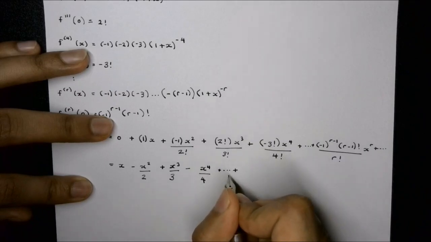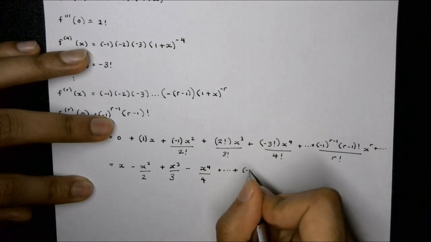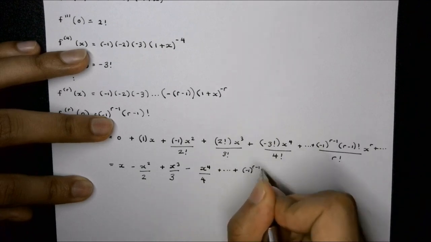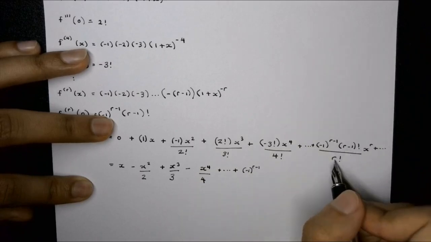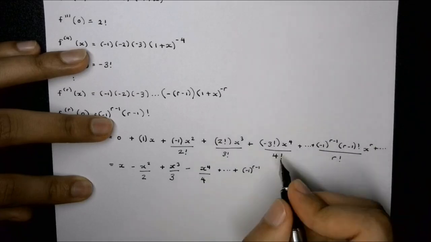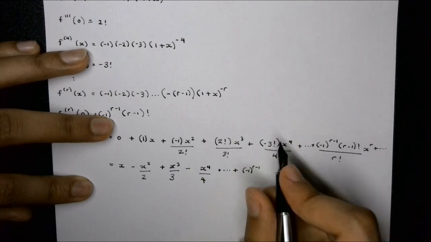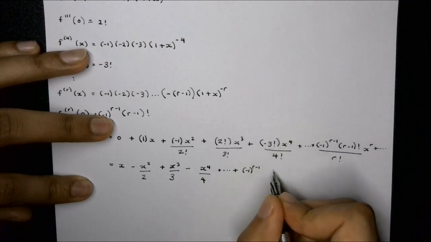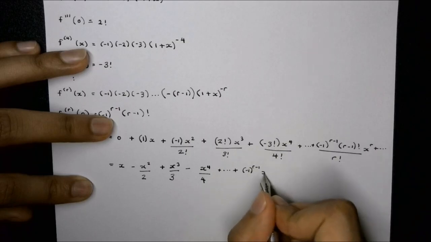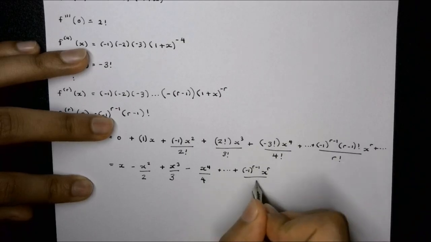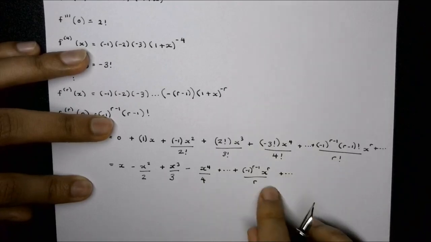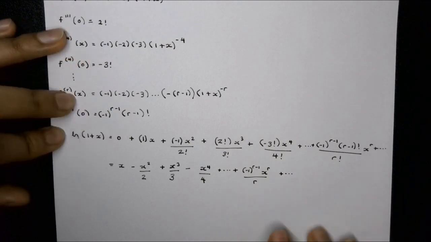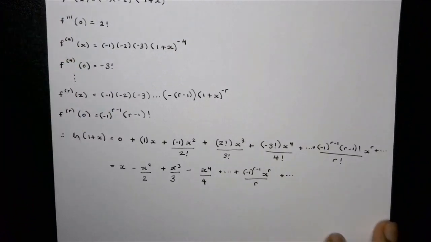Hopefully here you can see we've got minus 1 to the r minus 1 and r minus 1 factorial divided by r factorial. Well, r factorial we can rewrite as r times by r minus 1 factorial. So we end up here with this result times by x to the power of r divided by r, and then we continue on with the series. So that's how we approach part A.